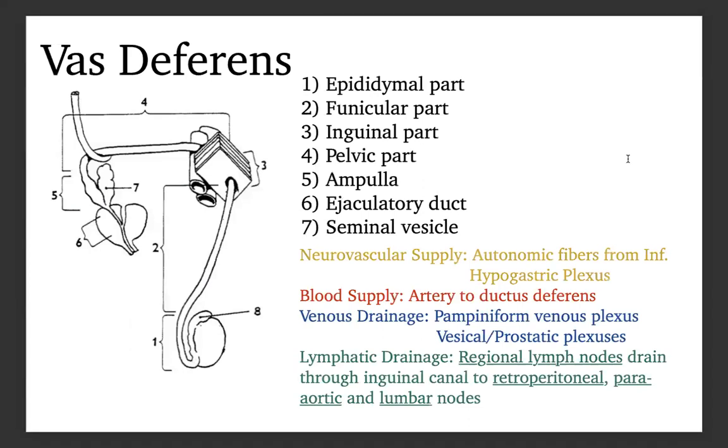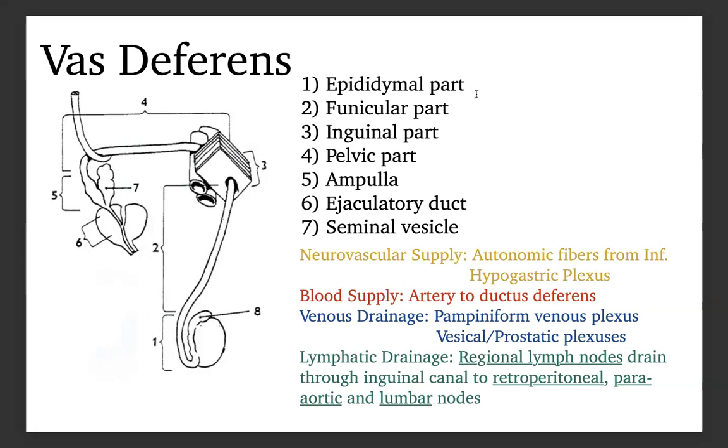Now what is this? It is the tubular organ that transports the spermatozoa in particular, from the epididymis to the prostatic urethra by peristalsis. Okay, and for this, the ductus deferens has a strong muscular wall. It has four parts. So it has the epididymal part, the funicular part, inguinal part, and pelvic part.